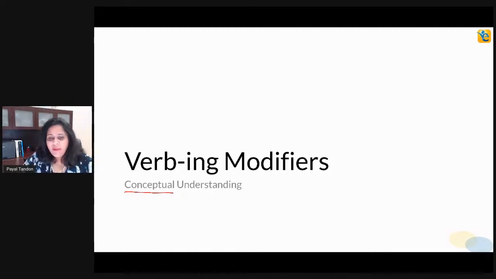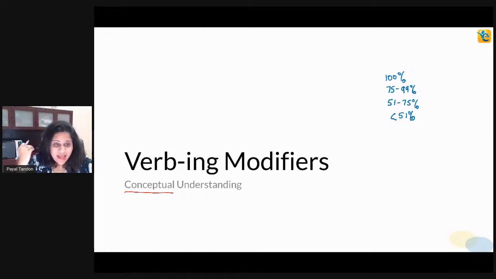Okay, so how many of you over here feel comfortable with verb-ing modifiers from the conceptual understanding standpoint? Basically, rate your level of understanding: 100% understanding, between 76 and 99% understanding, between 51 and 75% understanding, less than 51% understanding. So tell me which one applies to you, and then I'm going to create a counter here.